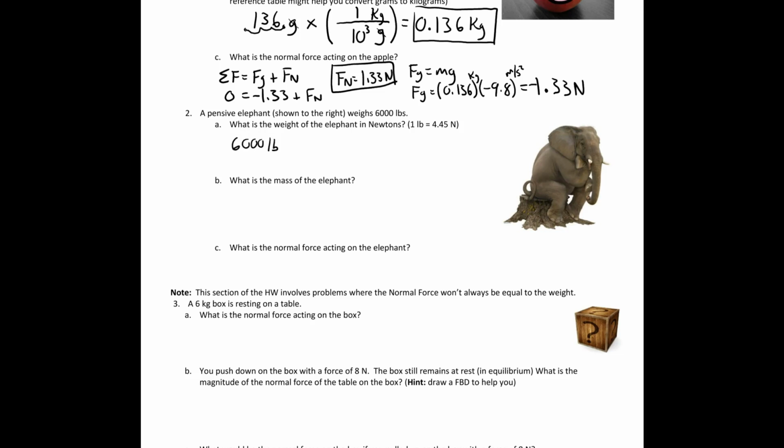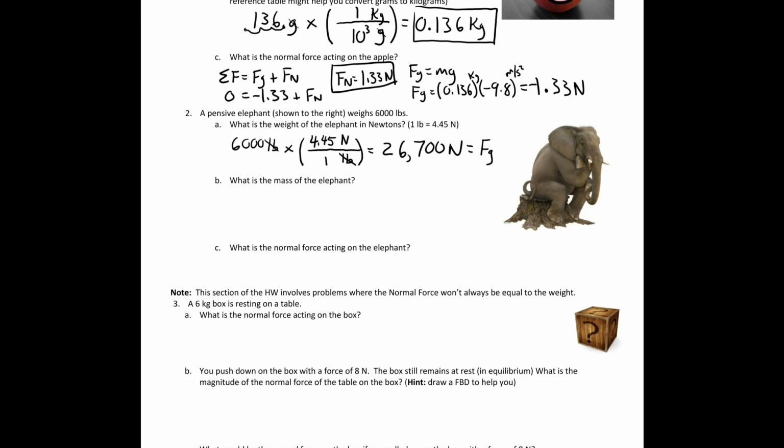And you want to convert, so it's a good thing to set up a conversion factor. And you want to get out of pounds, so you put it on the opposite side of the fraction. You want to get into newtons. Now you look, 1 pound is equal to 4.45 newtons. So we're going to multiply. So 6,000 pounds is equal to 26,700 newtons. And that's Fg.